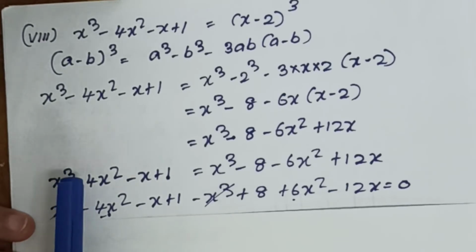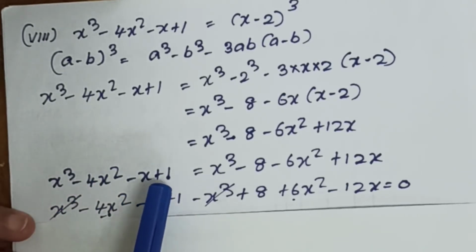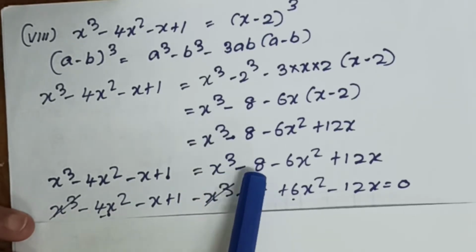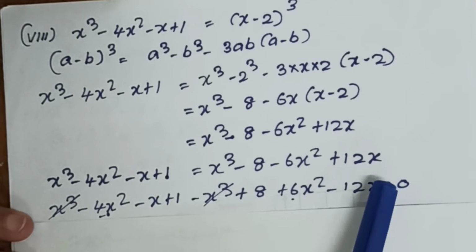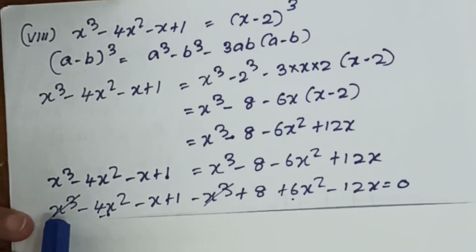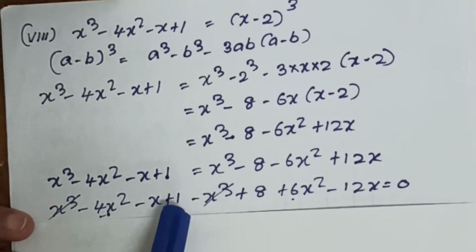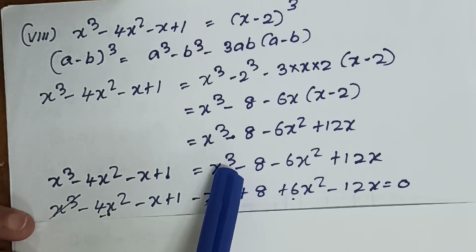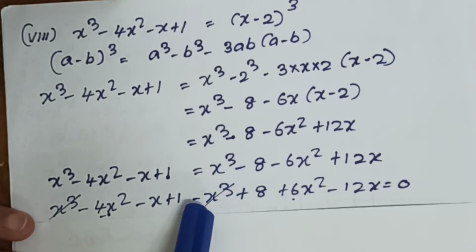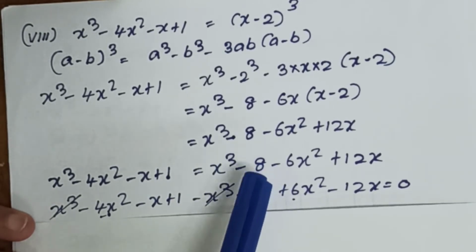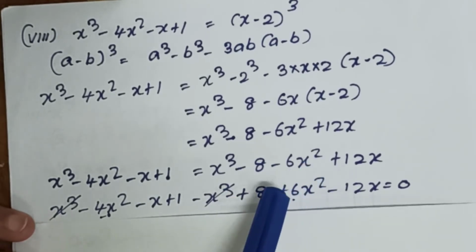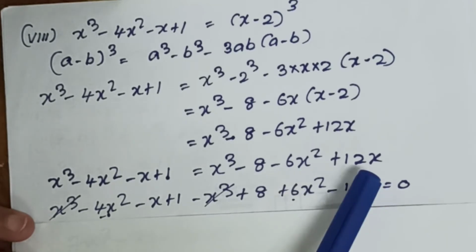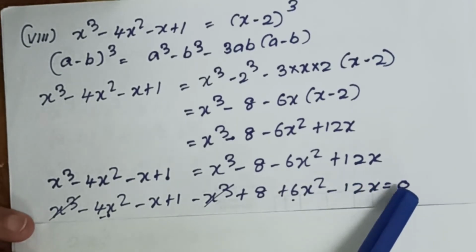Now the left hand side we have here x³ − 4x² − x + 1, and the right hand side is x³ − 8 − 6x² + 12x. Now we have to bring whatever is on the right hand side to the left hand side. So it is x³ − 4x² − x + 1, and x³ moves to the left hand side and becomes minus x³, minus 8 becomes plus 8, minus 6x² becomes plus 6x², plus 12x becomes minus 12x, equal to 0.